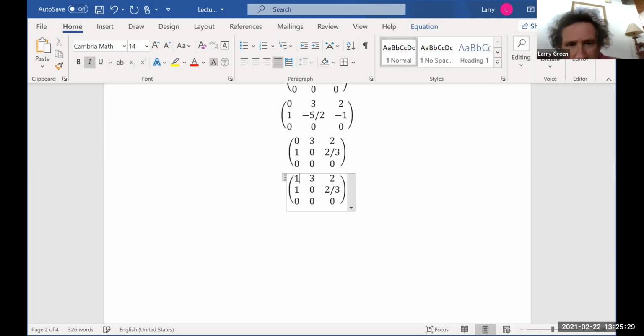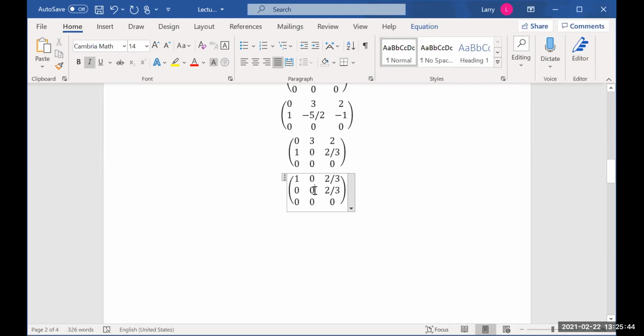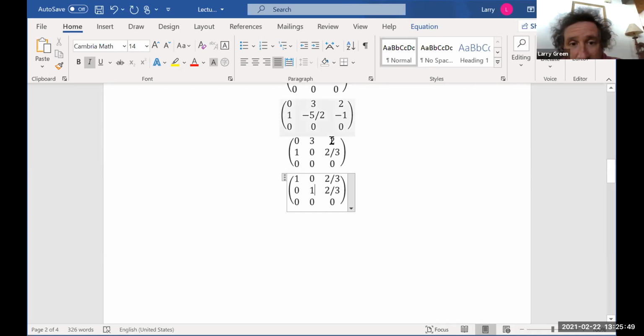So we get a 1 on top, a 0 next, and a 2/3. That guy is a 0. And that's a 3, and I'm going to divide by 3. So if I divide by 3, that becomes a 1, and the 2 becomes a 2/3, which is good, actually. Any questions on that?